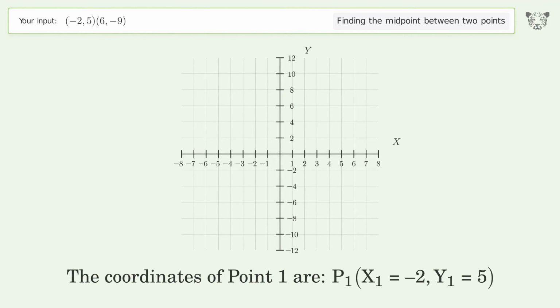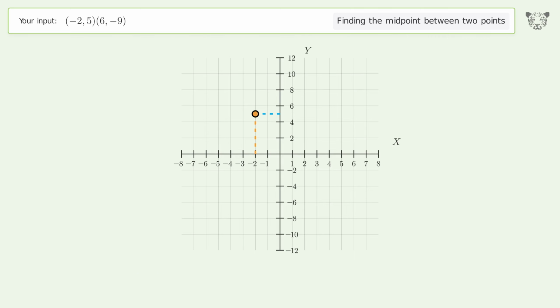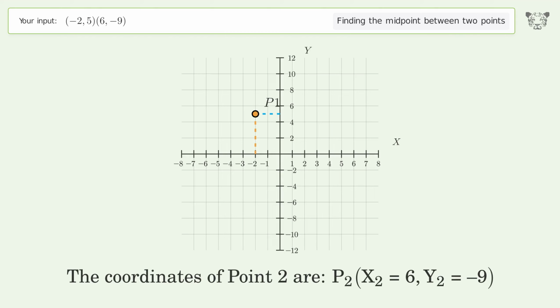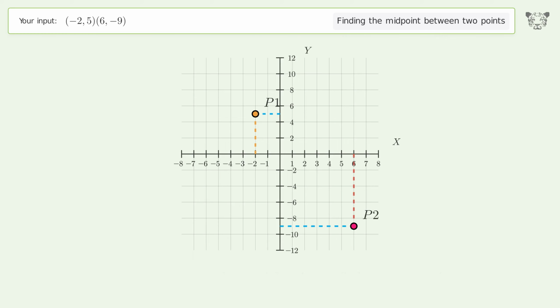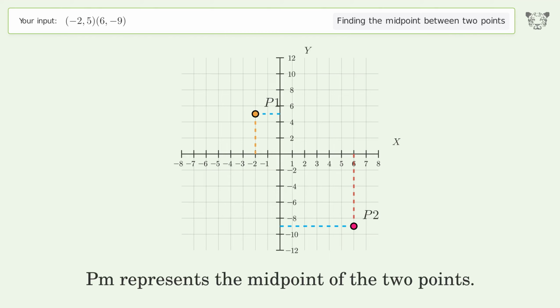The coordinates of point 1 are, x1 equals -2, y1 equals 5. The coordinates of point 2 are, x2 equals 6, y2 equals -9. PM represents the midpoint of the 2 points.